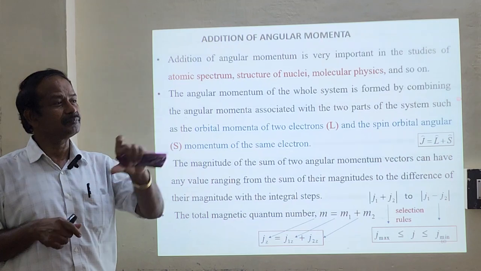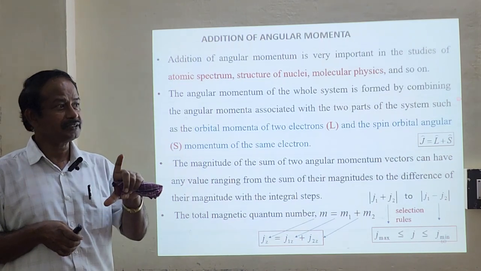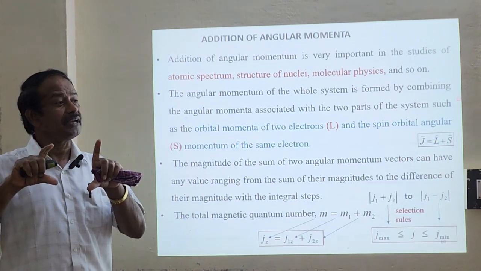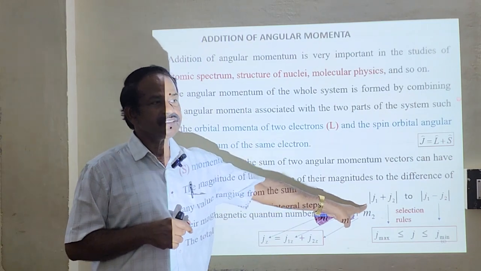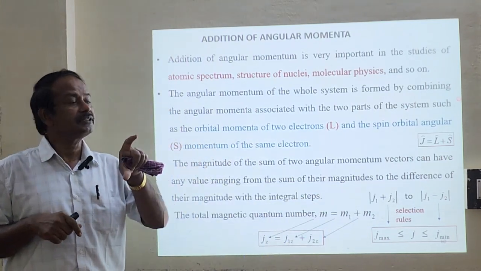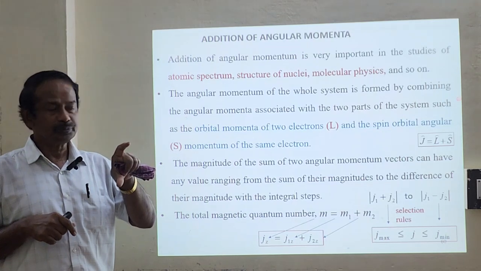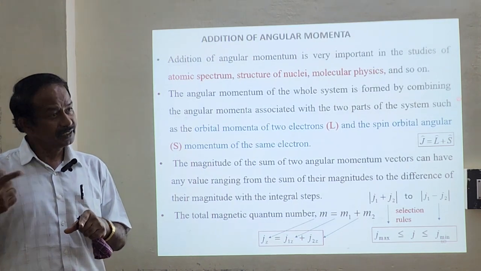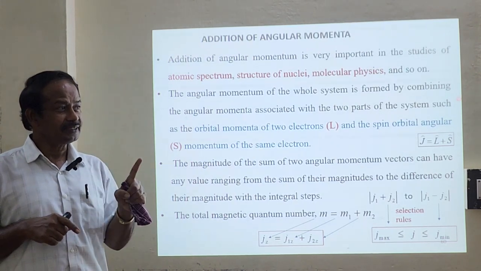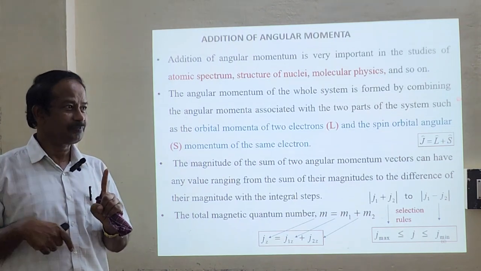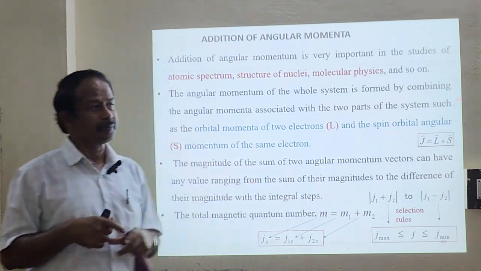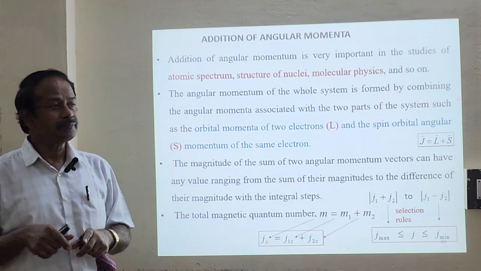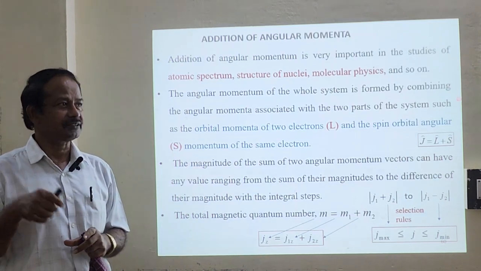Parallel means we will have maximum magnitude. Antiparallel will be minimum magnitude. So the maximum magnitude is given by J1 plus J2. J1 is the angular momentum produced by the first electron, and J2 is the angular momentum produced by the second electron. So one is parallel, another one is antiparallel. Parallel means we will have maximum angular momentum, and antiparallel means we will have minimum angular momentum. This is referred to as J1 minus J2.